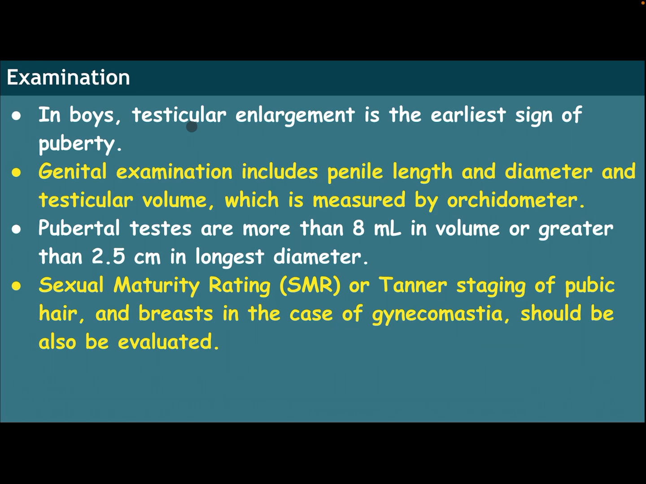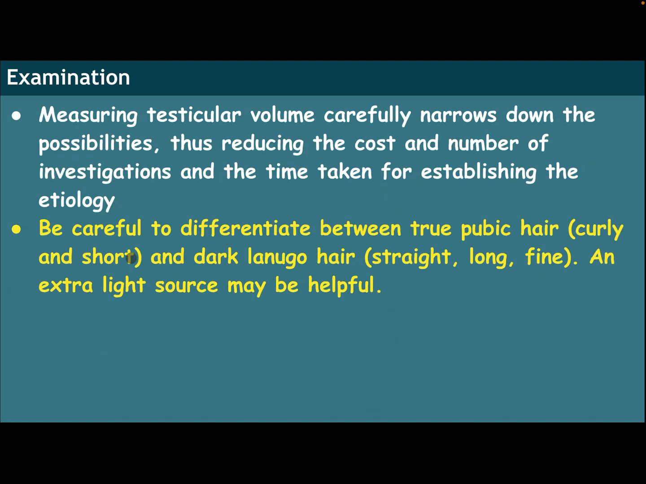Examination. In boys, testicular enlargement is the earliest sign of puberty. Genital examination includes penile length and diameter and testicular volume, which is measured by orchidometer. Pubertal testes are more than 8 mm in volume or greater than 2.5 cm longest diameter. Sexual maturity rating, SMR or Tanner staging of pubic hair and breast in cases of gynecomastia should be evaluated.